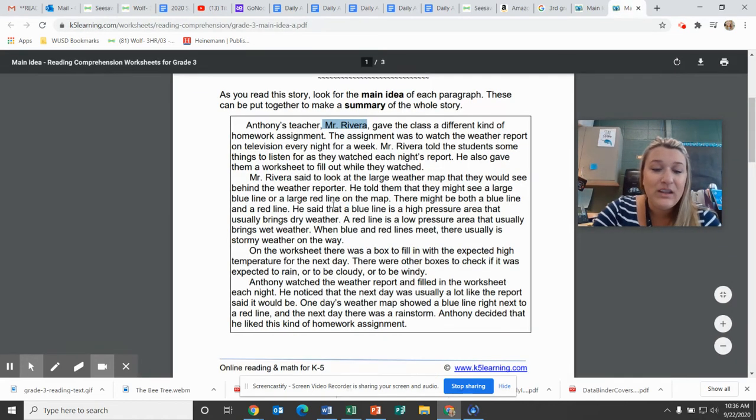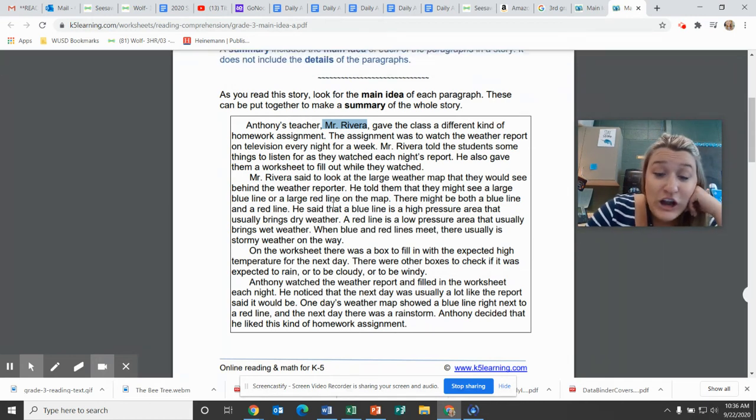Let's keep going. Mr. Rivera said to look at the large weather map that they would see behind the weather reporter. He told them that they might see a large blue line or a large red line on the map. There might be both a blue line and a red line. He said that a blue line is a high pressure area that usually brings dry weather. A red line is a low pressure area that usually brings wet weather. When blue and red lines meet, there usually is stormy weather on the way.